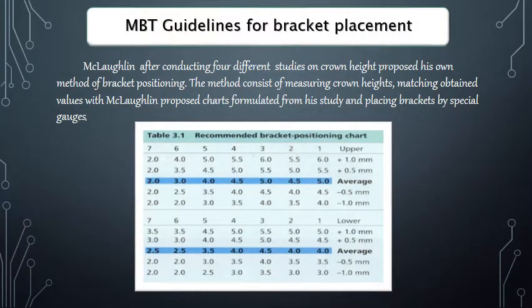MBT guidelines for bracket placement. McLaughlin, after conducting 4 different studies on crown height, proposed his own method of bracket positioning. The method consists of measuring crown heights, matching obtained values with McLaughlin's proposed charts formulated from his study, and placing brackets by special gauges.